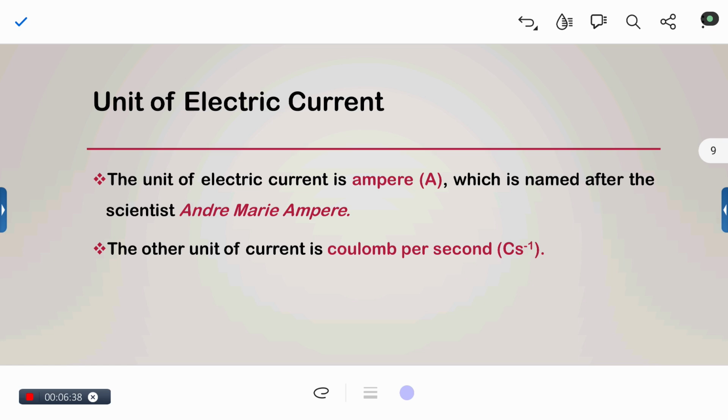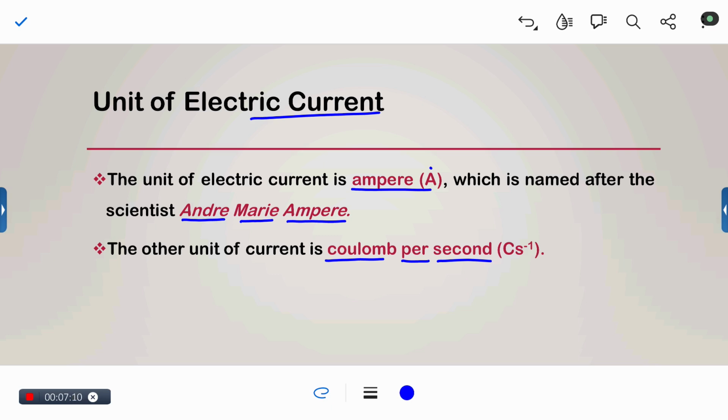Next, the unit of current. Since current is measurable, we need to know its unit. The unit of current is ampere, and ampere is represented by the symbol A. It is named after the scientist Andre Marie Ampere. And what is another unit of current? The other unit of current is coulomb per second.